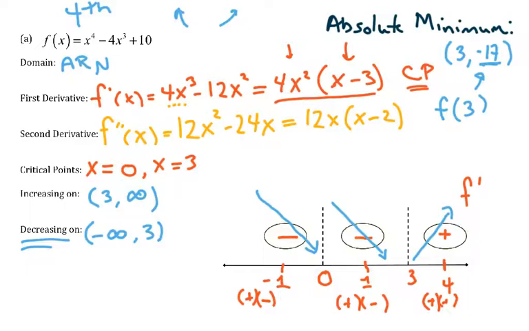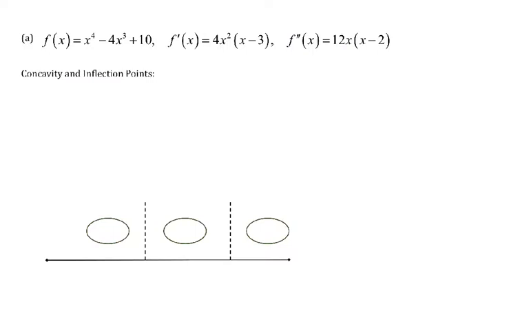So let's now go to the second derivative. We want to figure out concavity and identify any inflection points. So the second derivative equals 0 when x equals 0 and when x equals 2. Just like we did for the first derivative, we're going to set up test intervals for the second derivative and determine concavity. So we're going to test the sign of the second derivative.